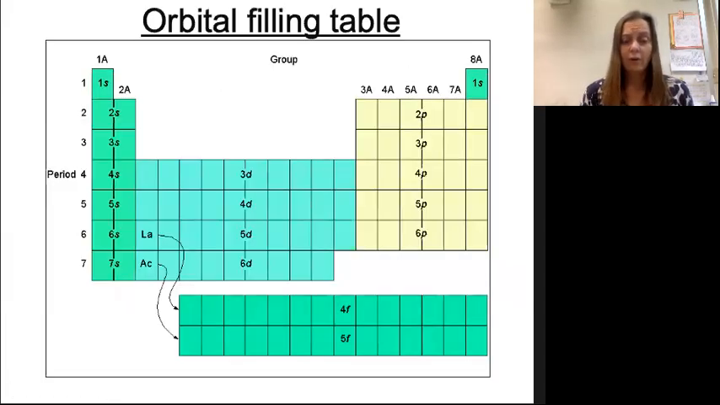Here's our overall orbital filling table. And you can see that we have the S block here, the P block here, the D block here, and the lanthanides and actinides, which are normally pulled out underneath the periodic table, are the F block. So I know this is a lot of information. We will go over this in class, but I wanted you to have an introduction to it before we jump in class.